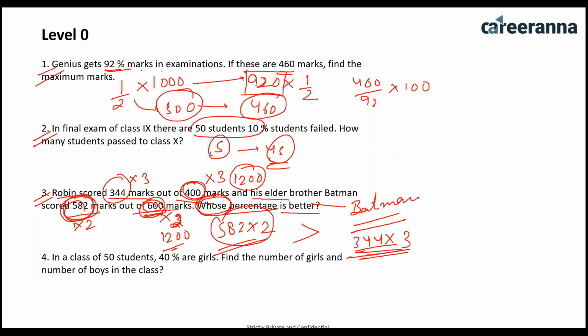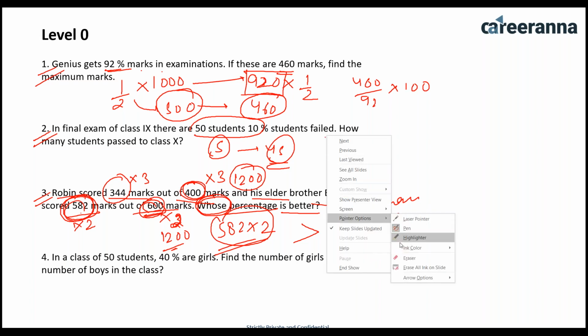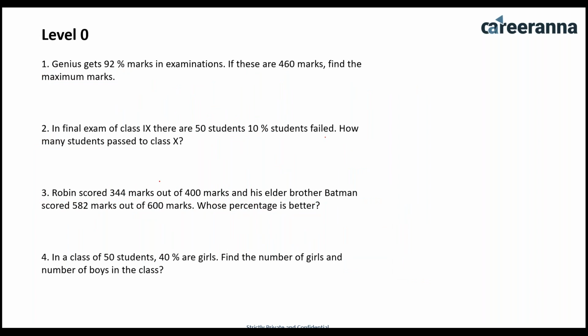Why are we multiplying by 2 and 3? Very good question, let me explain it. So 400 is here, 600 is here. What is the LCM of these two numbers? Isn't it 1200? If it is 1200, I have to make it 1200. I'll multiply this by 3 and this by 3 as well, this by 2 and this by 2.